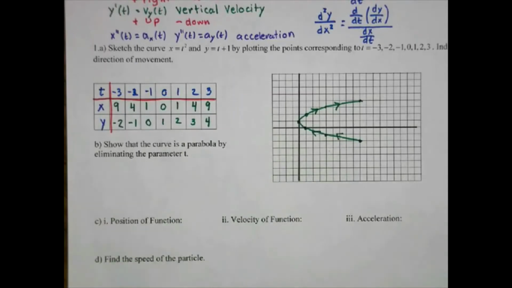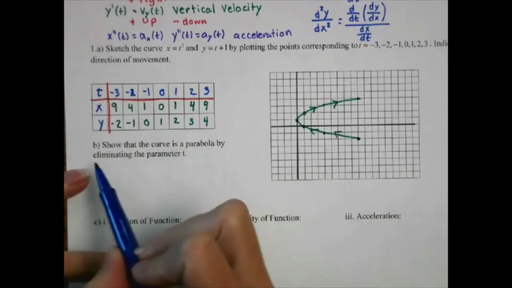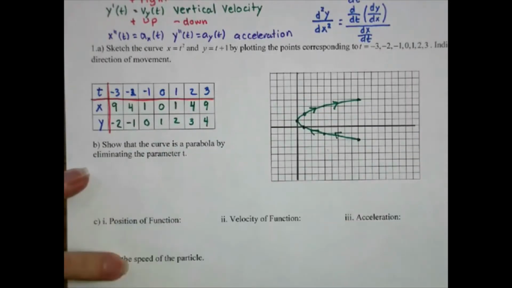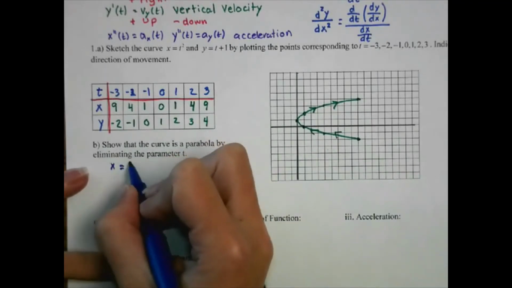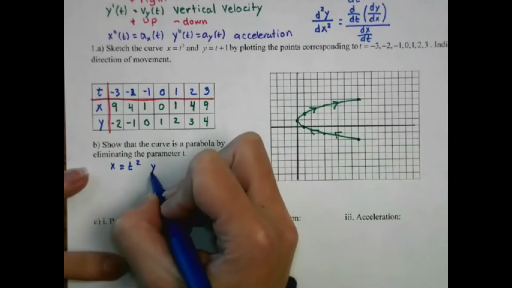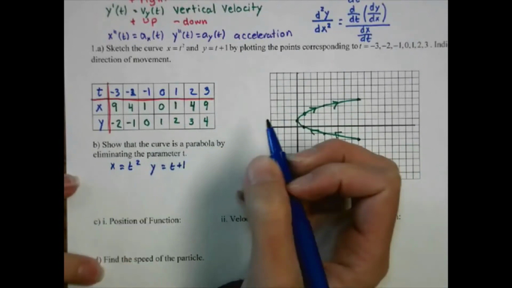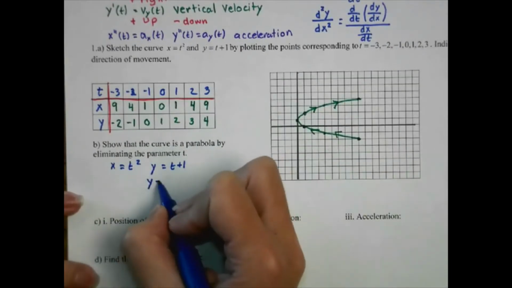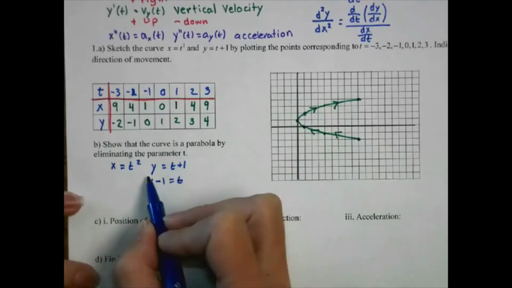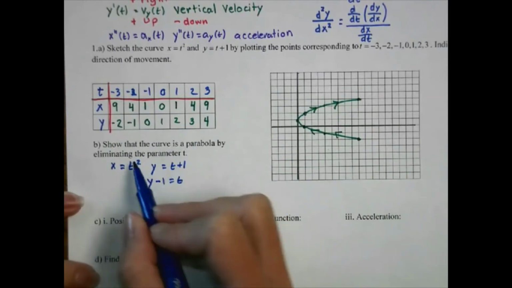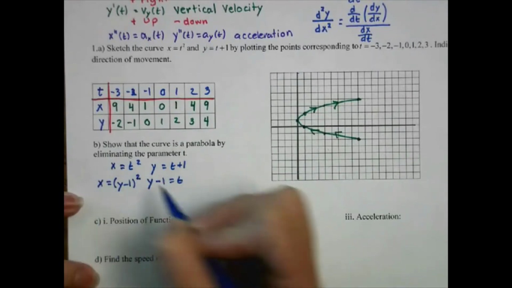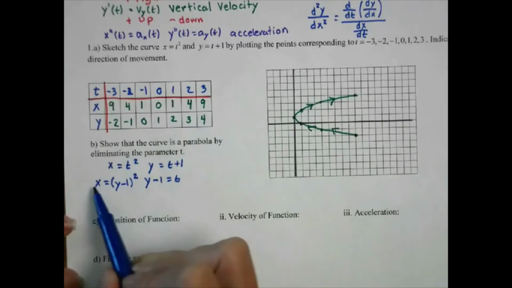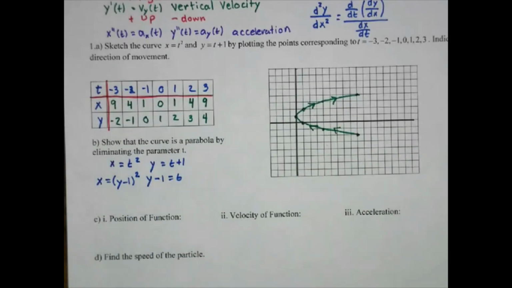Now what we're going to do is find the equation not in terms of t, so by eliminating the parameter. There are different ways to do this, but I'm just going to do a simple substitution. So x equals t squared, y equals t plus 1. I'm going to solve this for t, and then plug that in for this t. So x is going to be y minus 1 squared. So this is where the sideways parabola is coming from in this example.